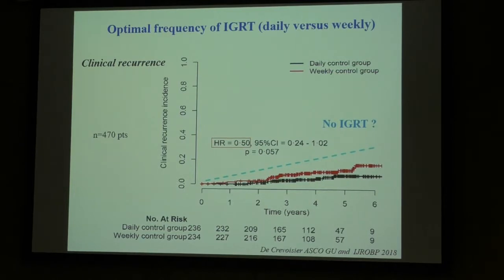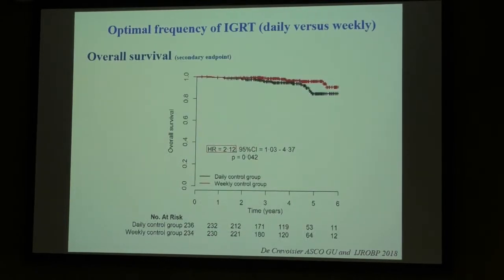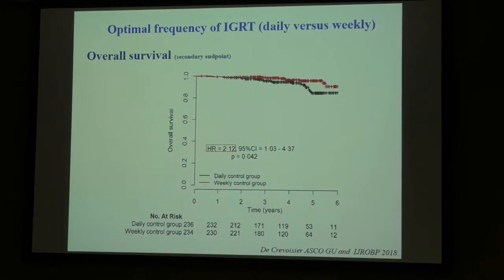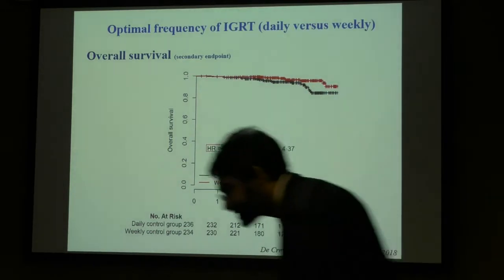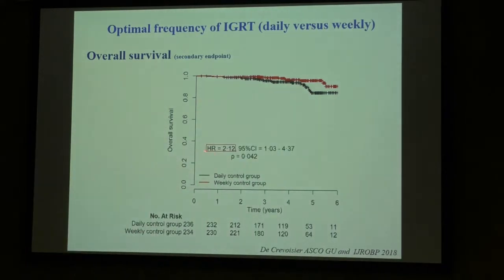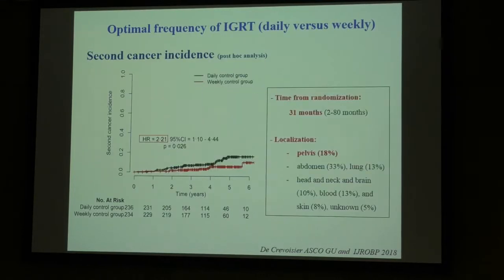This was the good news of the results, but there was also the bad news, and I leave it open for discussion. Very surprisingly, the overall survival was significantly decreased. The p-value is here, by a factor of 2 by using a daily control. By using a daily control, you decrease toxicity, you decrease biochemical failure and clinical failure, but you decrease also overall survival. Related to what?